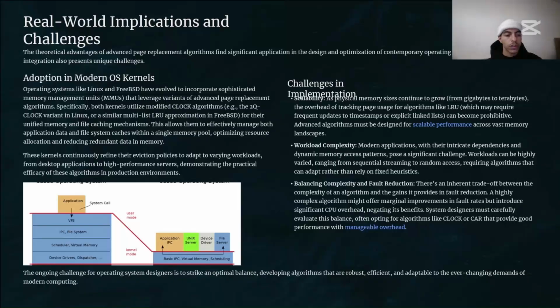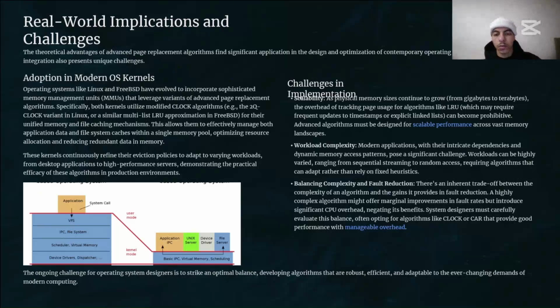For their unified memory and file caching mechanisms, this allows them to effectively manage both application data and file system caches within a single memory pool, optimizing resource allocations and reducing redundant data in memory. Those kernels continuously refine their eviction policies to adapt to varying workloads, from desktop applications to high performance servers, demonstrating the practical efficiency of these algorithms in production environments. So here's the graph that talks about adoption in modern OS kernels.